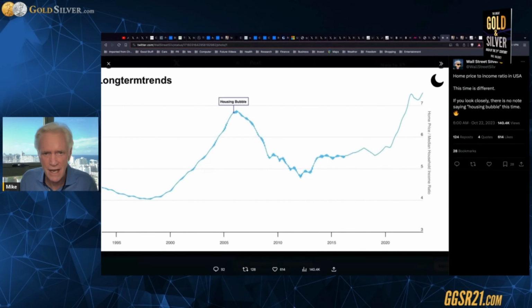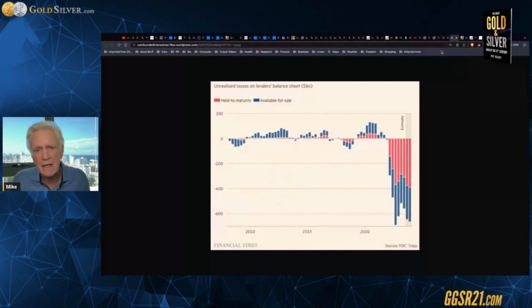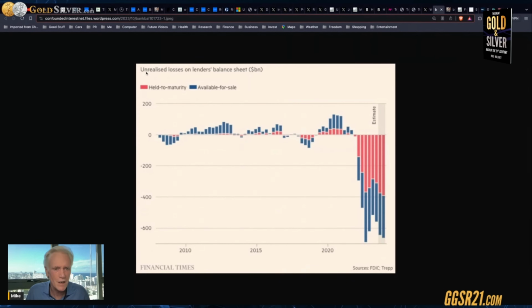And here we are at 7.25, the greatest bubble on this chart. So real estate going into this crisis, real estate has the furthest to fall. This is really, really dangerous. And then we go to the condition of the banks. And Rick Rule and I were talking about this just a few videos ago.